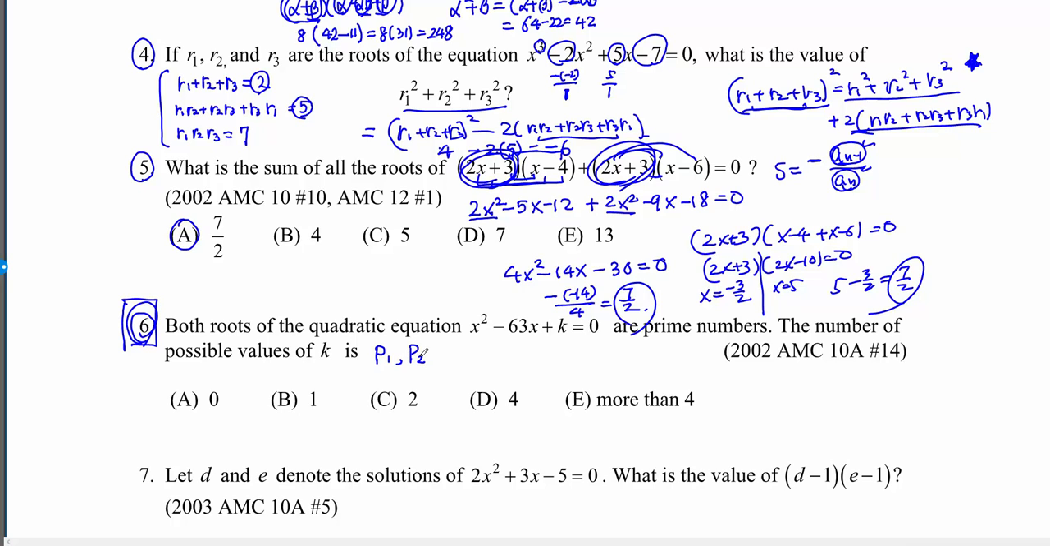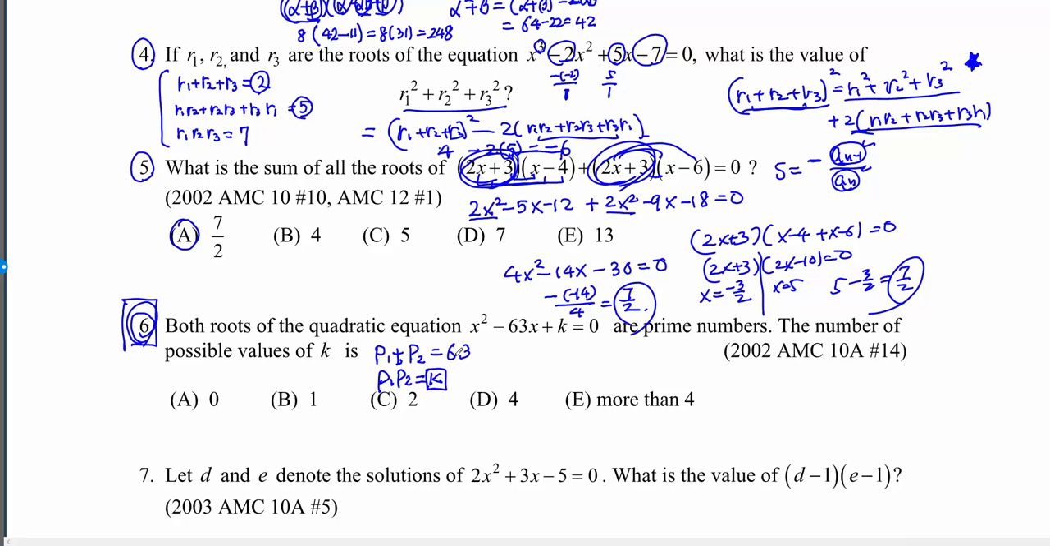Using this, we find the number of possible values of k. The sum is 63, and the product is the value of k. We're going to find this k. So how many values of k are there?